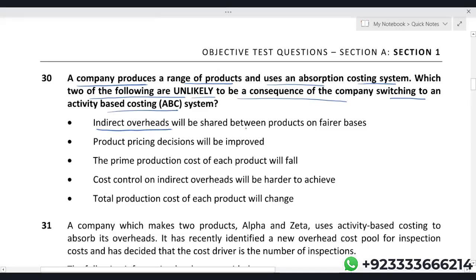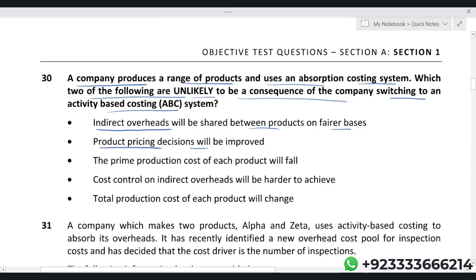Indirect overheads will be shared between products on a fair basis. That is going to be a consequence. Obviously, the claim of ABC is fair allocation. We need to find out which two of the following are not a consequence of shifting from absorption to ABC. Number one is a consequence of shifting from absorption to ABC.